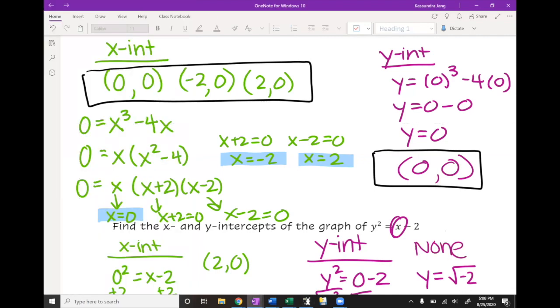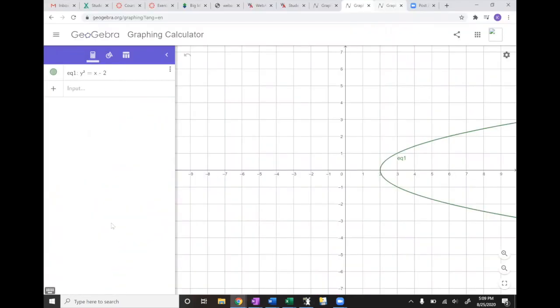And we can check this out on the graph to see if we got it right. So this is my graph on GeoGebra. You can do the same thing on the graphing calculator. Because it says y squared, I personally think it's a little easier on GeoGebra or Desmos. So this is my sideways parabola, which I can see that I have a single x-intercept at the point 2, 0, and that I don't hit the y-axis at all, so I have no y-intercepts.